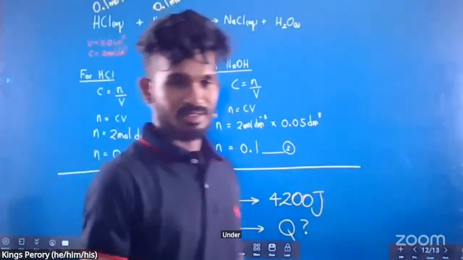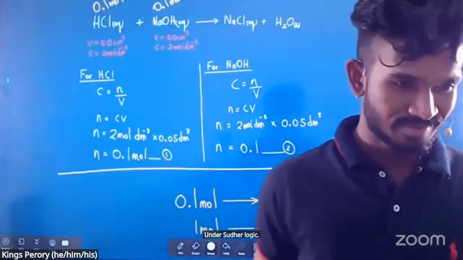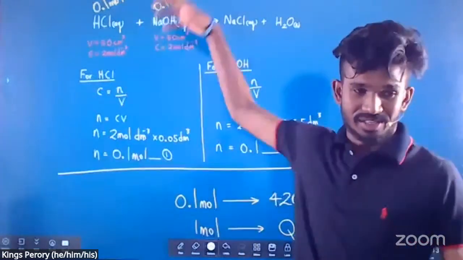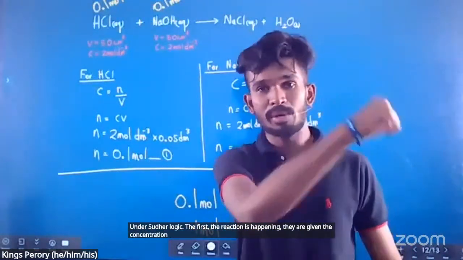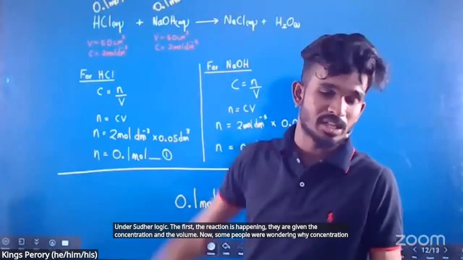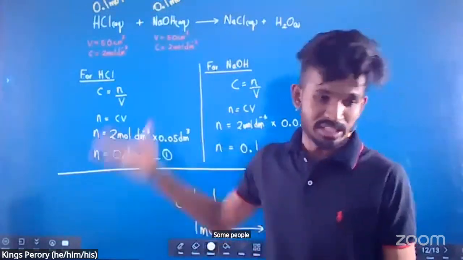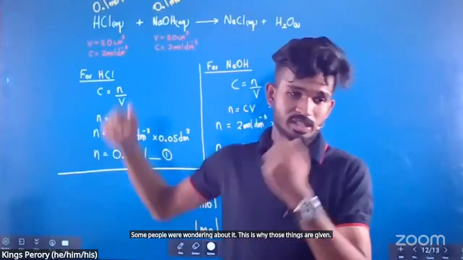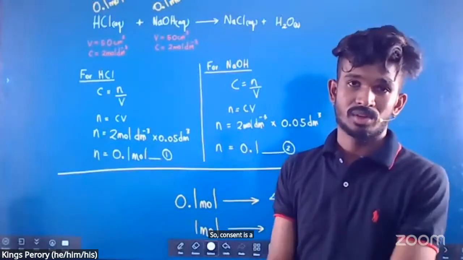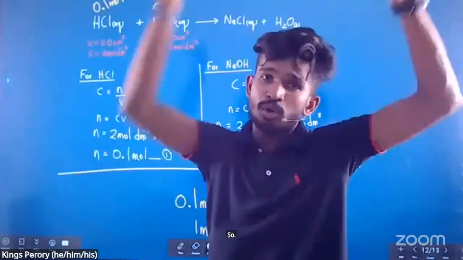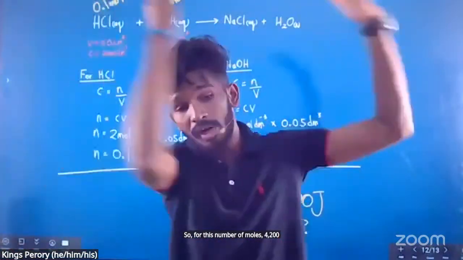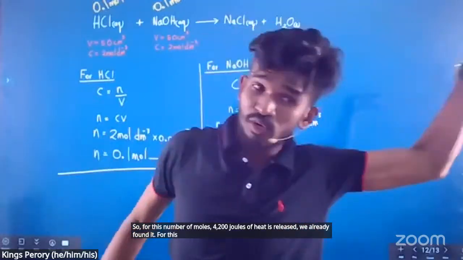Understood the logic? See, first the reaction is happening. They are given the concentration and the volume. Now, some people were wondering why concentration and volume are given. This is why those things are given. Concentration is given, volume is given, so from that I can find the number of moles. For this number of moles, 4,200 joules of heat is released. We already found it.